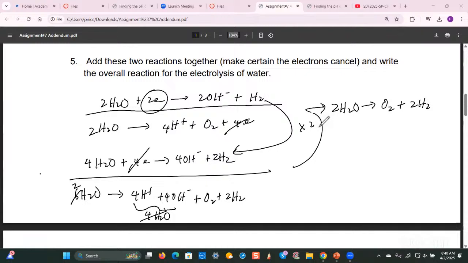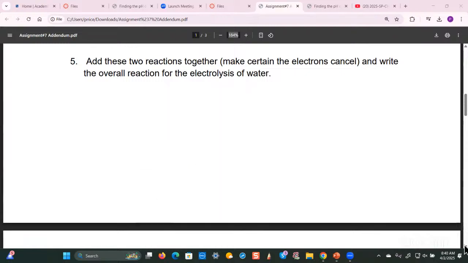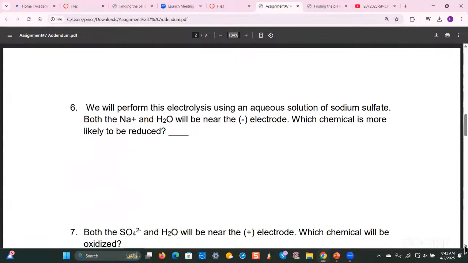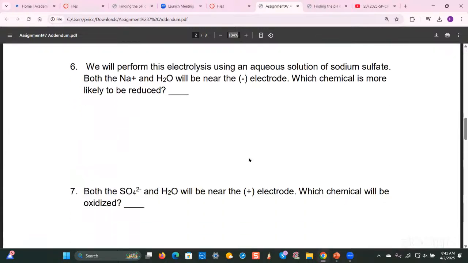Any questions? All right, let me clear this, and let me scroll down. So here they're describing an electrolysis process where we'll be electrolyzing a solution of sodium sulfate. And it says both sodium and water will be near the cathode, the negative electrode. So the question is, which chemical is more likely to be reduced? All right. And again, this is a situation that you'll be facing in the lab this morning.